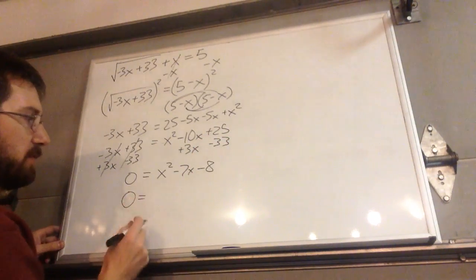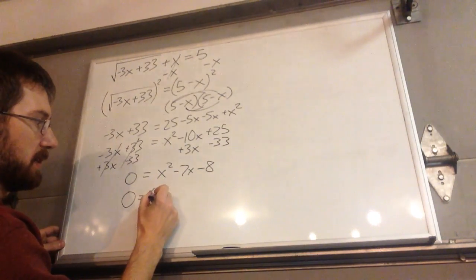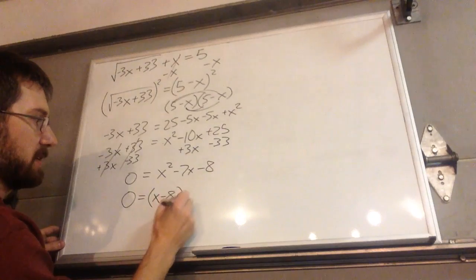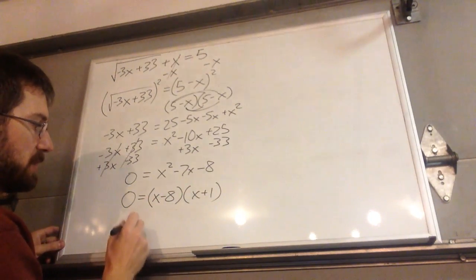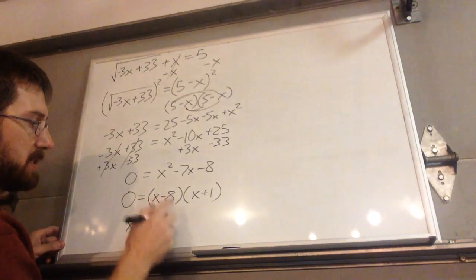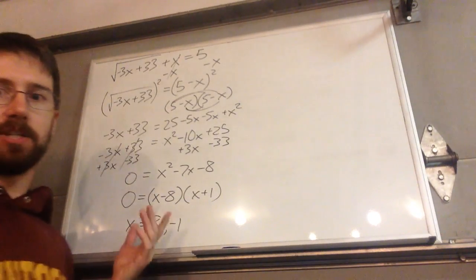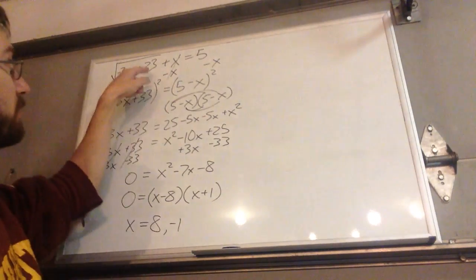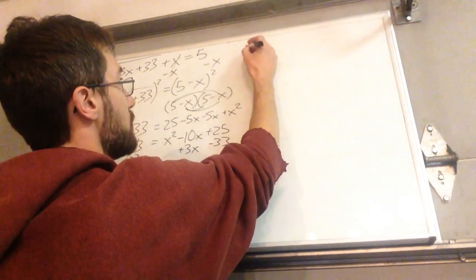I'm pretty sure if we do a salt and pepper factor there, that's going to be x minus 8 and x plus 1. That's going to give me solutions of x equals positive 8 for the x minus 8, and negative 1 for the x plus 1. Now I need to check those two solutions back in my original equation. Alright, let's see how she works.